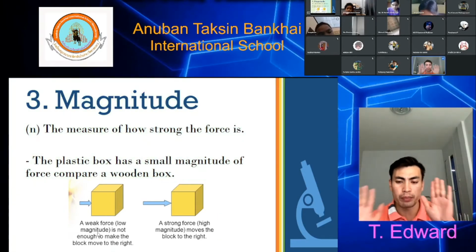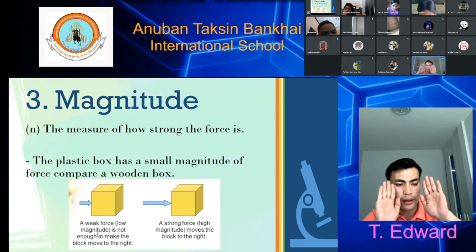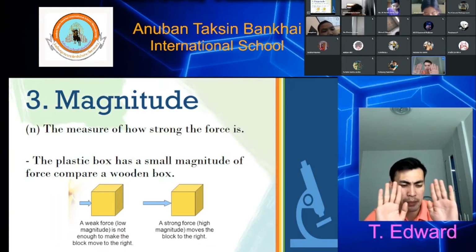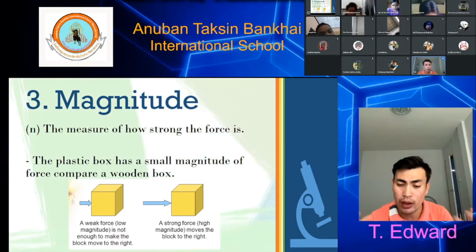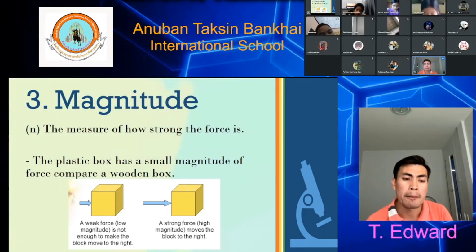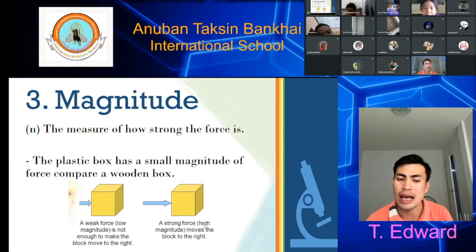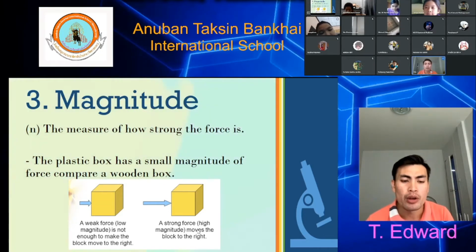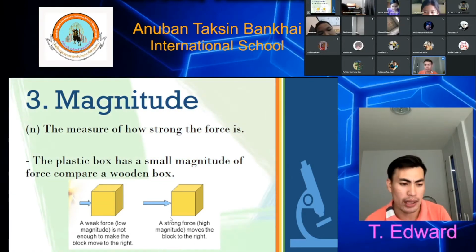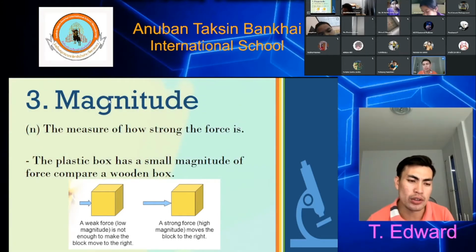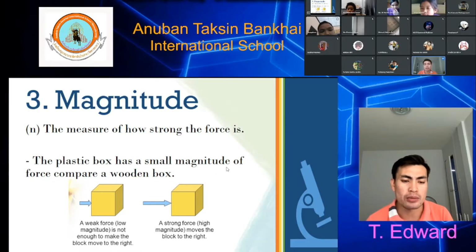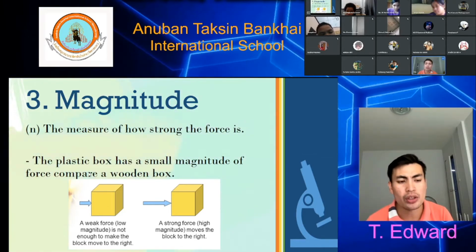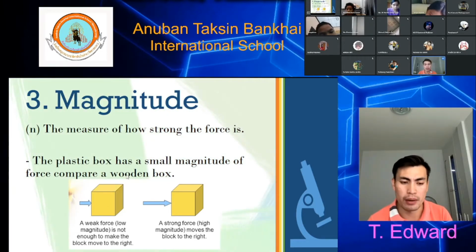It is not enough to make the block move to the right. So when you push the box or the block, but your force is very small, very weak, it will not move. But a strong force, it means high magnitude, moves the block to the right. Okay, so we can use magnitude in a sentence like this. The plastic box has a small magnitude of force compared to a wooden box.